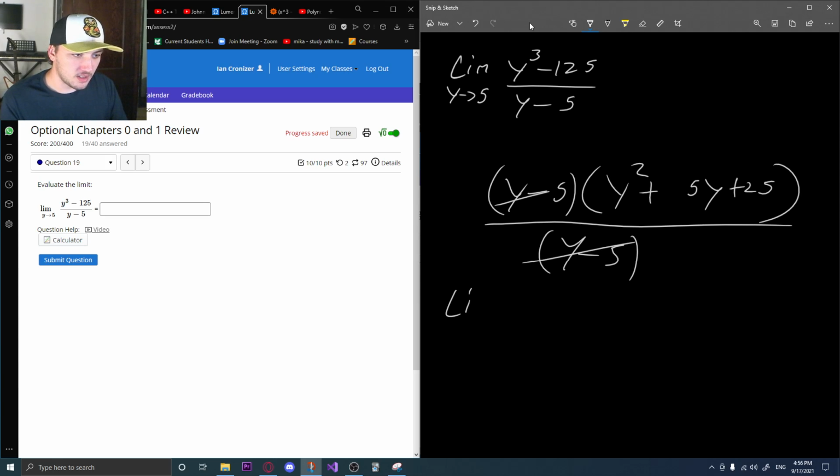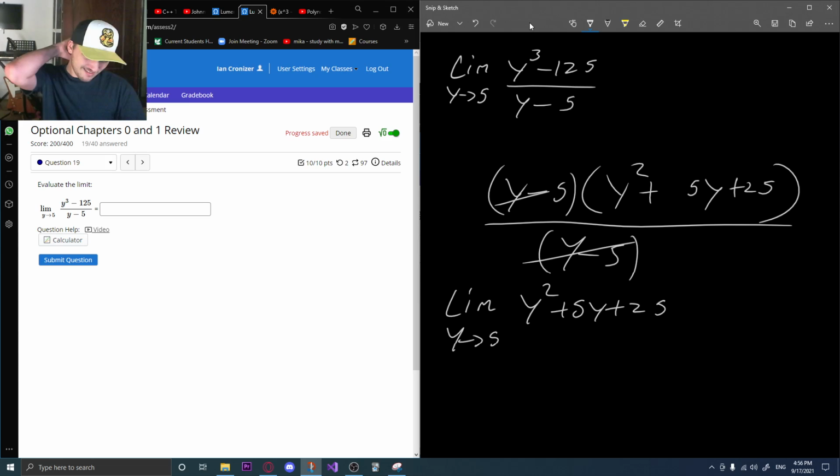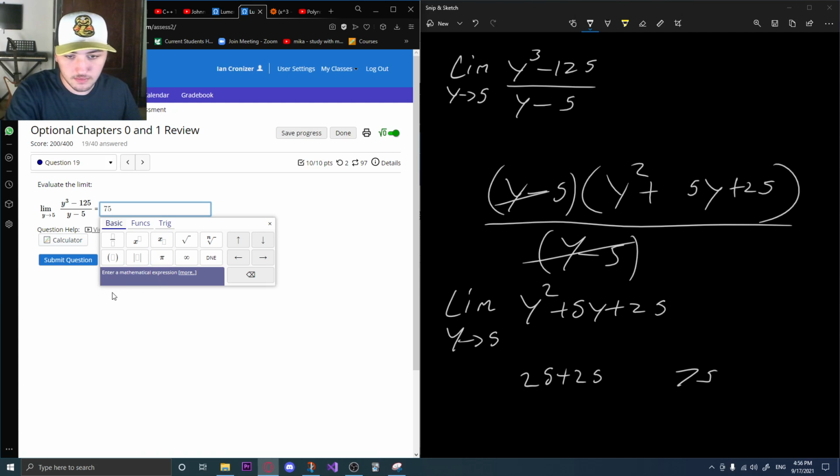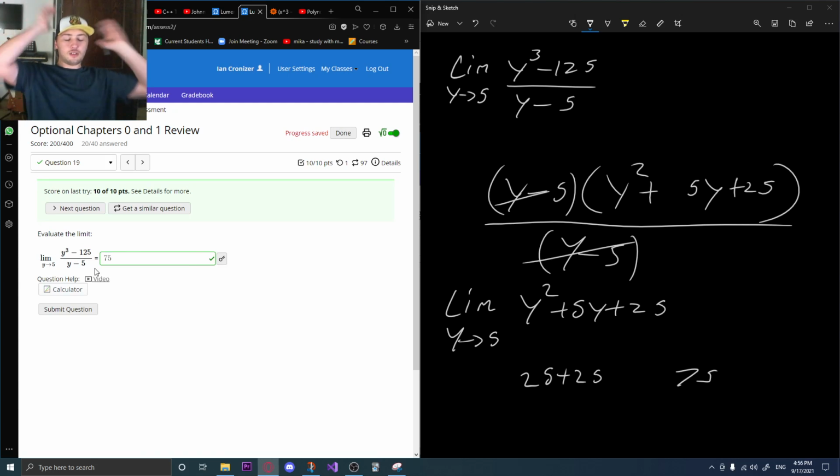So it's really the limit as y approaches 5 of y squared plus 5y plus 25. I don't know if there's anything else I have to cancel out. I could probably just plug it in. It's going to be 25 plus 5 times 5, which is 25, plus 25. Is it really going to be 75? Yes! Oh my gosh, I was so close to remembering that.